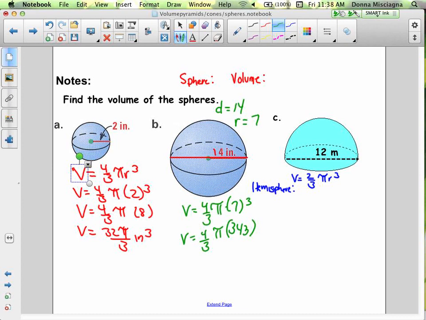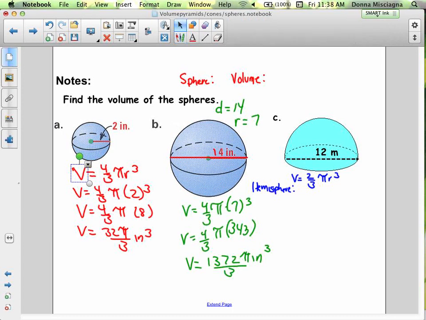343 is not divisible by 3. 7 wasn't divisible by 3, so 7 times 7 times 7 isn't going to be divisible by 3 either. So we're going to just multiply 4 by 343. So volume is 1,372 pi over 3 inches cubed. And then the last one, we're going to find the volume of the hemisphere. It has half the volume of the sphere and 3/4 the surface area. So not a very good packaging container.